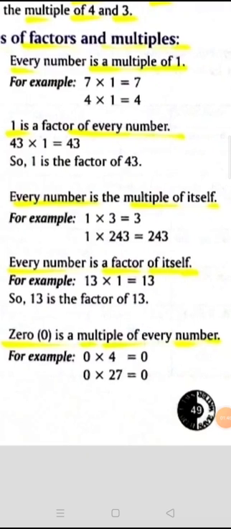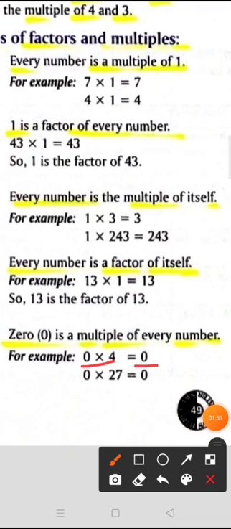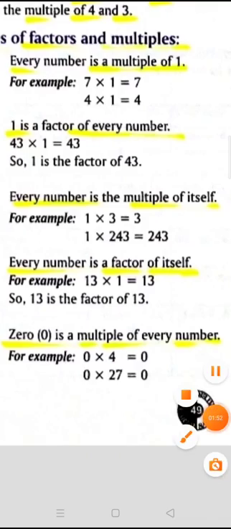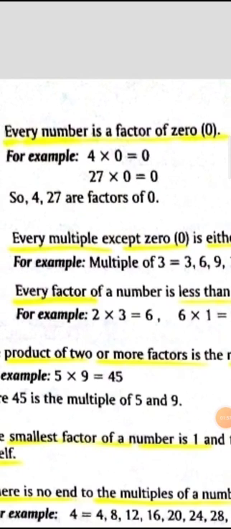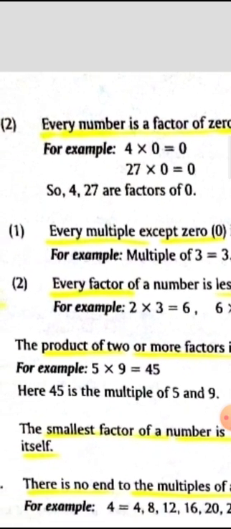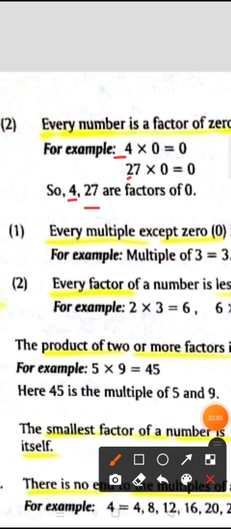0 is a multiple of every number. If you multiply any number with 0, it is always 0. Every number is a factor of 0. Here you have seen 4 and 27 are factors of 0.